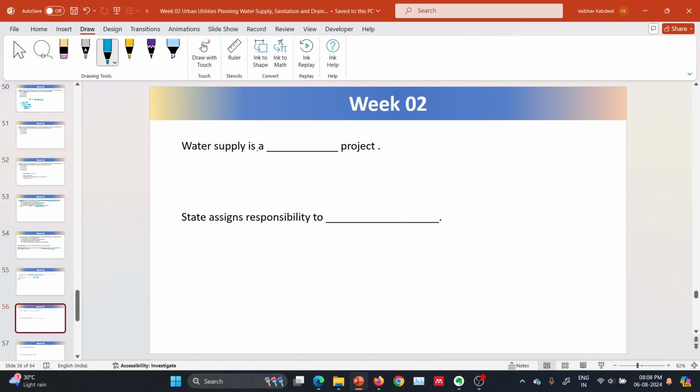Water supply is a state project, and the state assigns responsibilities to urban local bodies, ULBs.